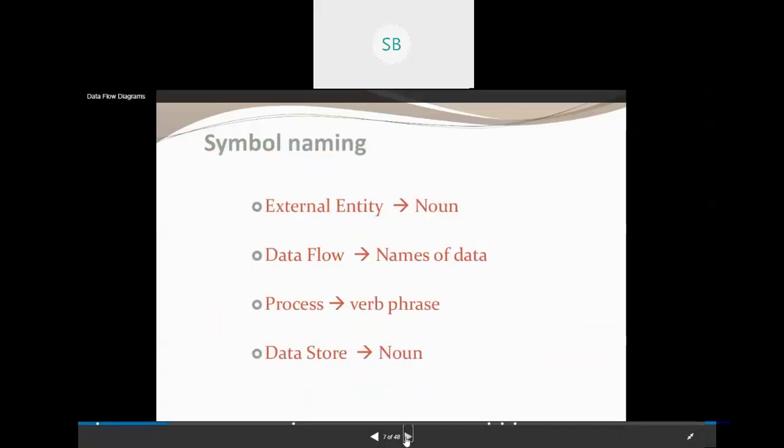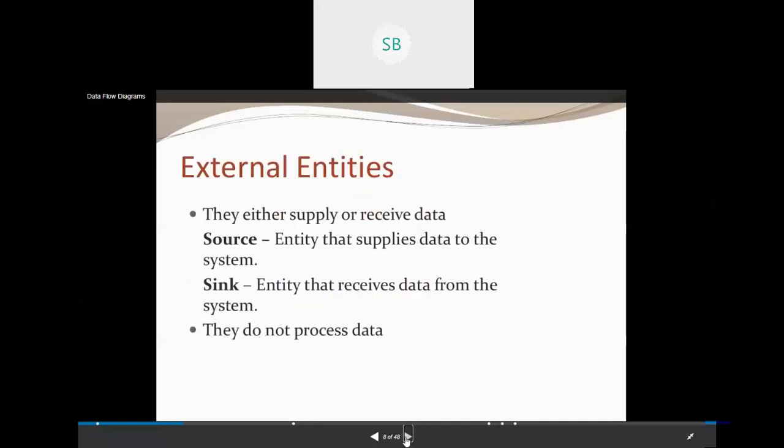Now, while naming these, always remember you should name an external entity with a noun. Data flow will be names of the data, I'll give you an example, process will be a verb phrase, and data store will be a noun. I told you that external entities can be of two types. One supplies data to the system, and that is known as the source. Someone who receives data from the system is known as a sink. But remember, they will just supply data and receive data. They will not process data, because processing will be done by the process.